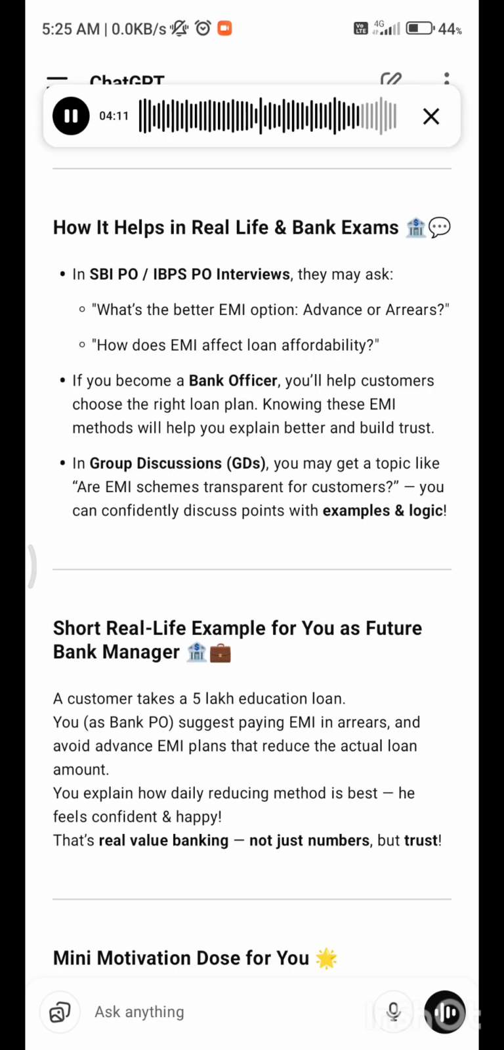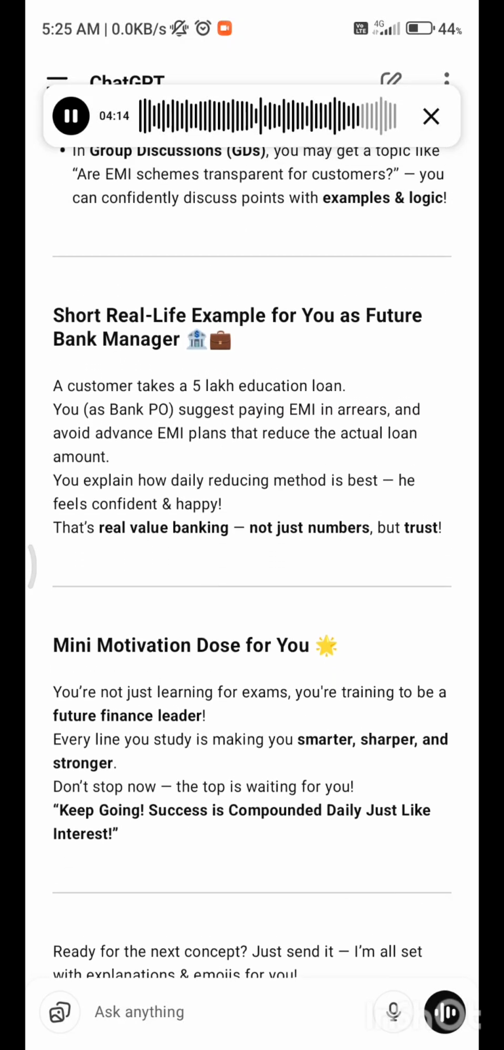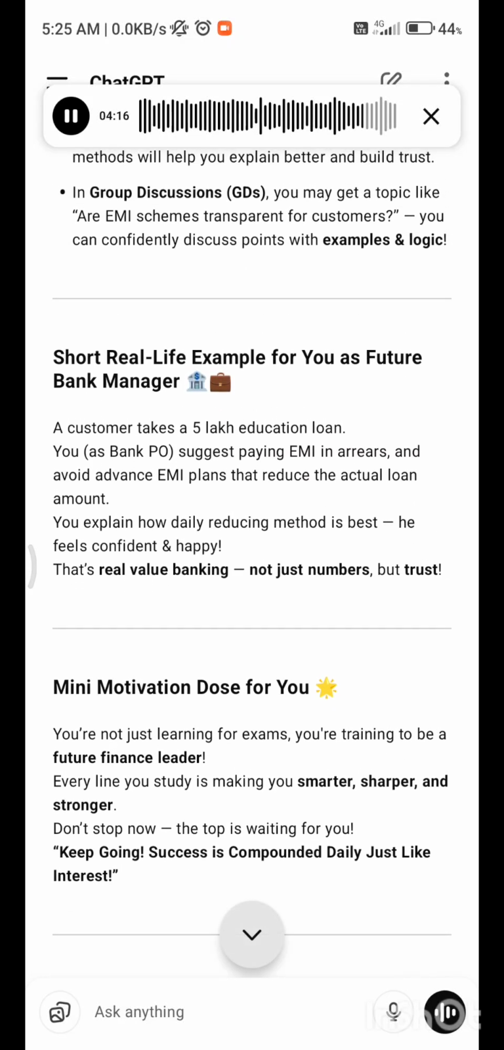Here's a short real-life example for you as a future bank manager. A customer takes a 5 lakh education loan. You, as Bank PO, suggest paying EMI in arrears and avoid advance EMI plans that reduce the actual loan amount. You explain how the daily reducing method is best. He feels confident and happy. That's real value banking, not just numbers, but trust.